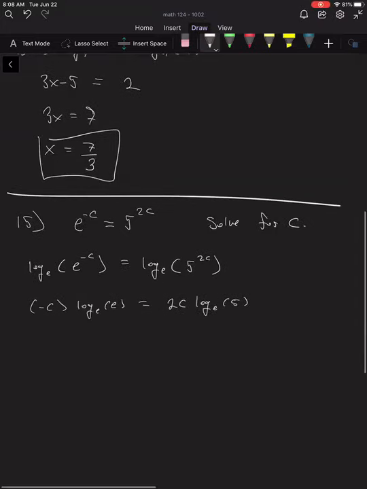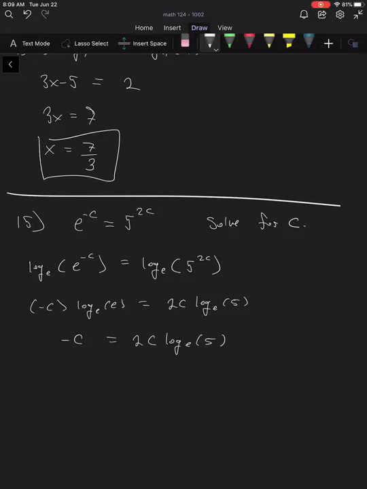So on the left-hand side, we have minus c log base e of e. Log base e of e is 1 because the base and the inside are the same thing. So we just have minus c is equal to 2c log base e of 5. And then what we can do here is, we need to solve for c.